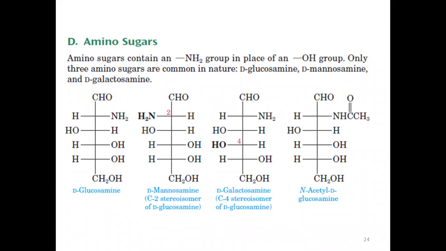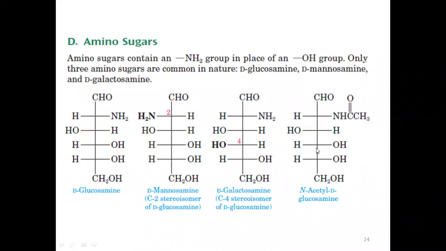So these are the sugars where the OH in the structure is replaced. For example, for glucose, you are supposed to have an OH here, but since it's being replaced with an amine, this one is called glucosamine. For mannose, instead of OH here, it's replaced with NH2, so it's considered mannosamine. For galactose, you have the OH here, but it's being replaced with NH2, so you have galactosamine.